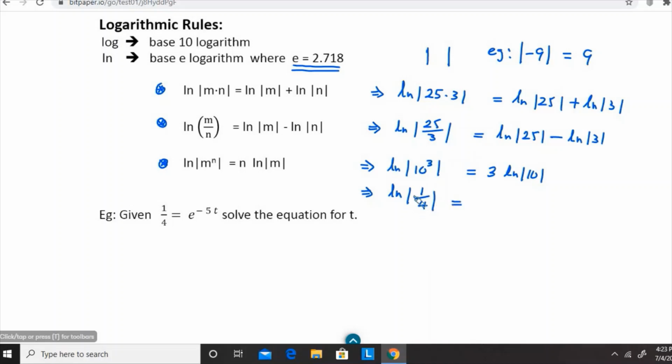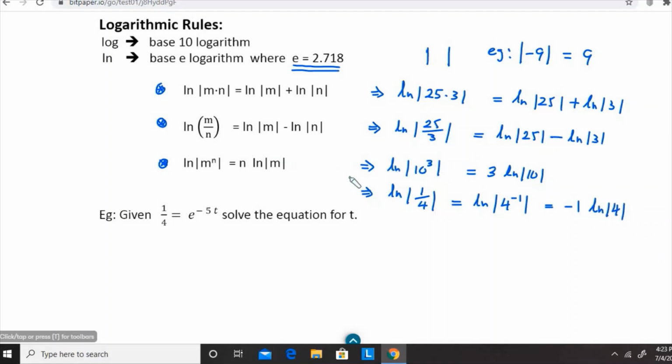Another important one is, let's say you have ln 1 over 4. So you can rewrite this 1 over 4. You can move the 4 to the numerator, and then its exponent becomes a negative value, like that. And then you can apply the power rule, minus 1 ln 4, like that.